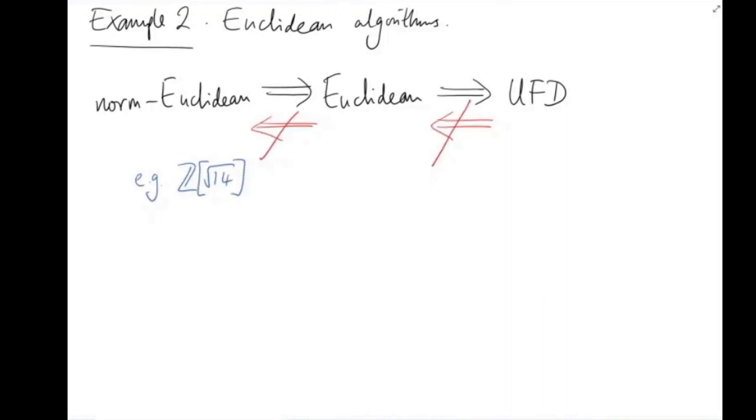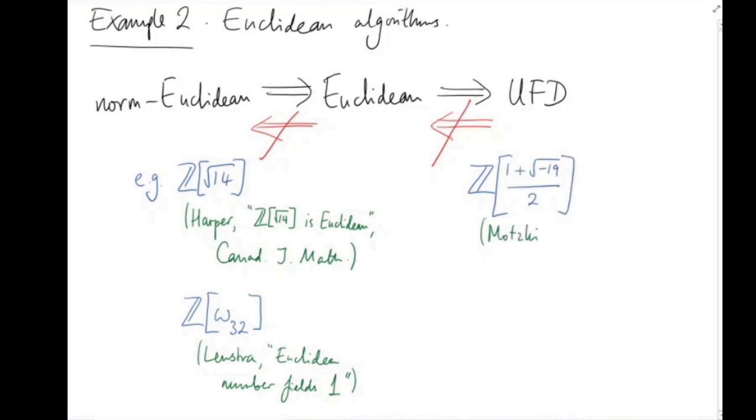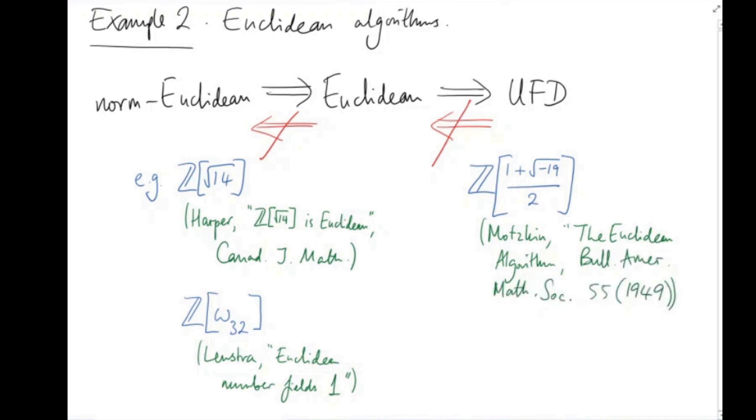For example, Harper showed that Z adjoin root 14 is Euclidean, but not norm Euclidean. Lenstra showed the same for Z adjoin a complex 32nd root of 1. Motzkin showed that Z adjoin (1 plus root minus 19)/2 has no Euclidean algorithm, even though it is a unique factorization domain. By the way, I recommend Motzkin's paper for those who don't have much background in reading mathematical papers, but who want to give it a go. It is a tough read, but it doesn't assume much prior knowledge, which is quite rare. It's also available free online.